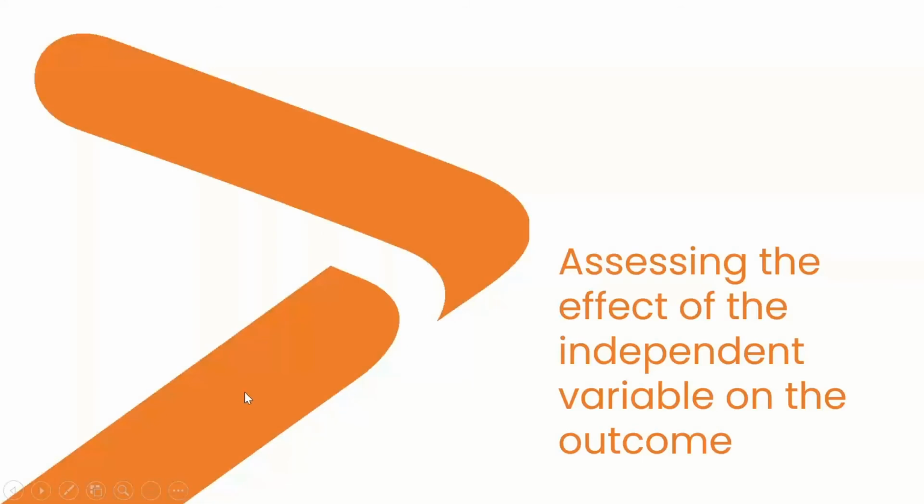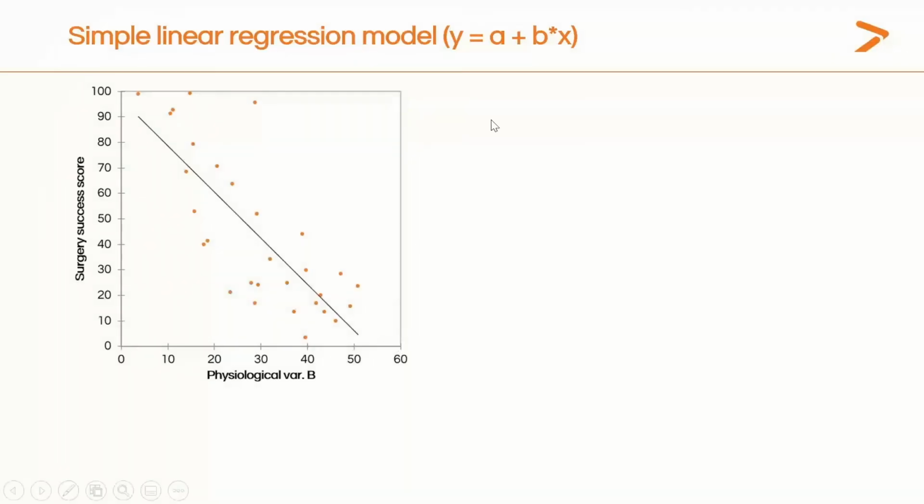How to assess the effect of the independent variable on the outcome? I'll be running a linear regression to answer this question. A linear regression model can be written like this: y equals a plus bx, and can be represented by this line. On y you have the outcome, surgery success score, and on x you have the explanatory variable or independent variable, which is physiological variable B. So a and b are parameters or coefficients which will link this variable to this one.